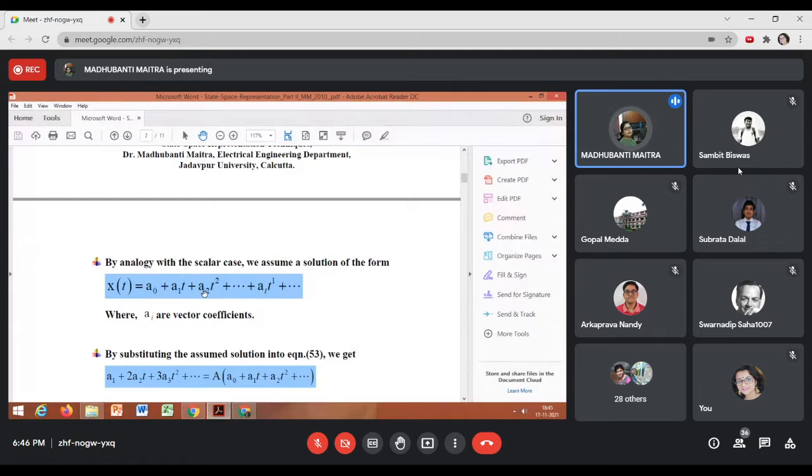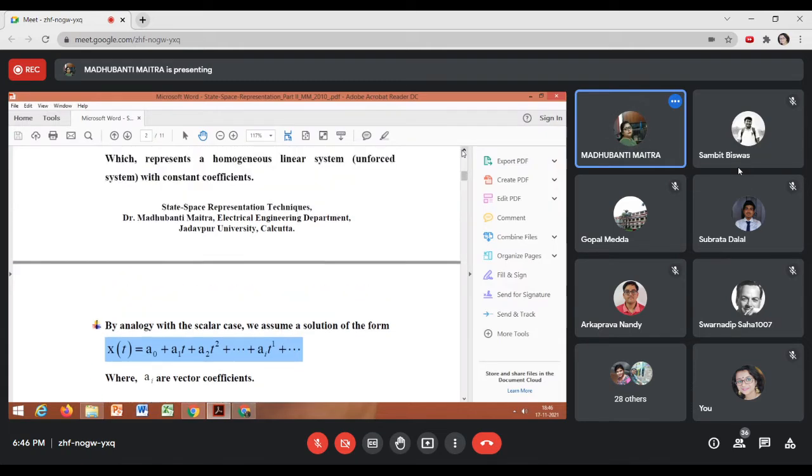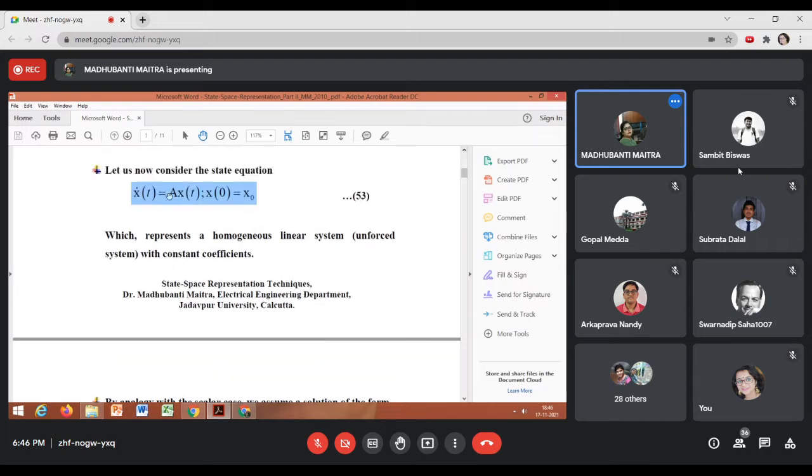Now, what is our basic equation? Write down x dot t is equal to A x(t). Please write down the equation, this one. x dot t is equal to A x(t).